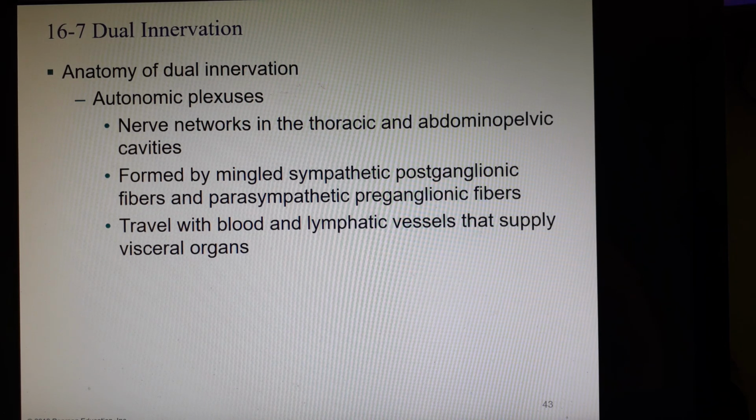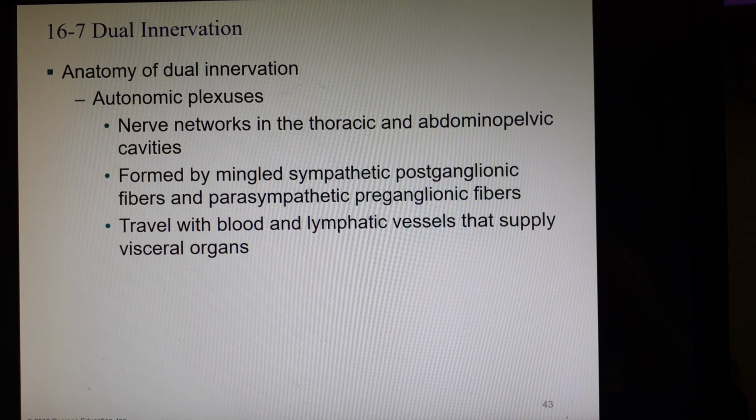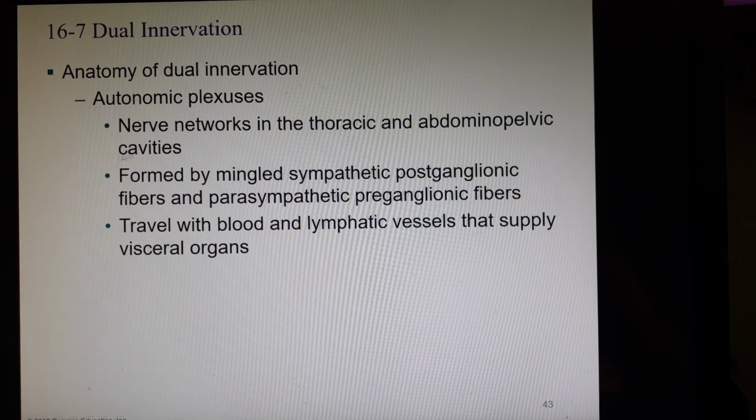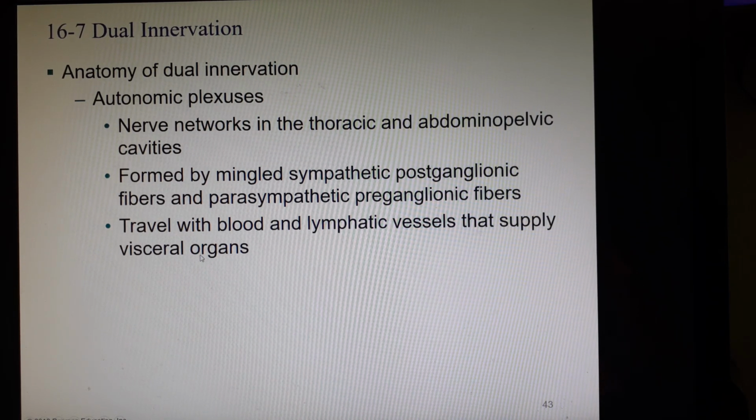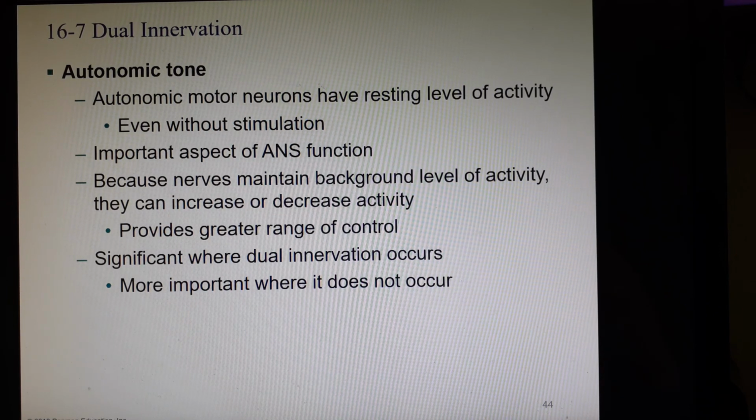So, the anatomy of this dual innervation. Autonomic plexuses. Remember, a plexus is an intertangling of neuron pathways. So we have networks in both the thoracic and abdominopelvic cavities, and we're going to mingle sympathetic postganglionic fibers and parasympathetic preganglionic fibers. And they're also going to travel with blood and lymph vessels, and they're going to go to the organs.